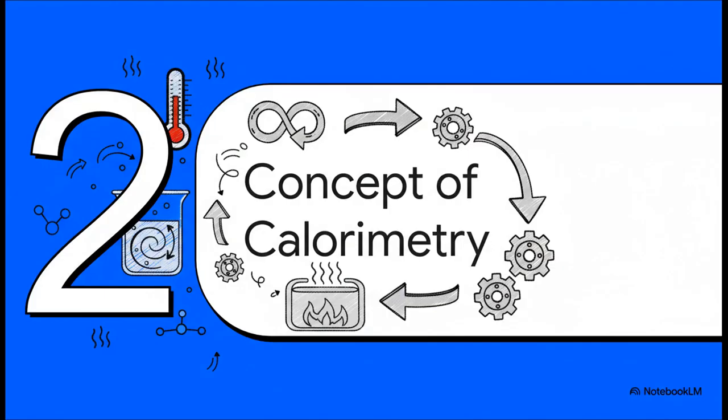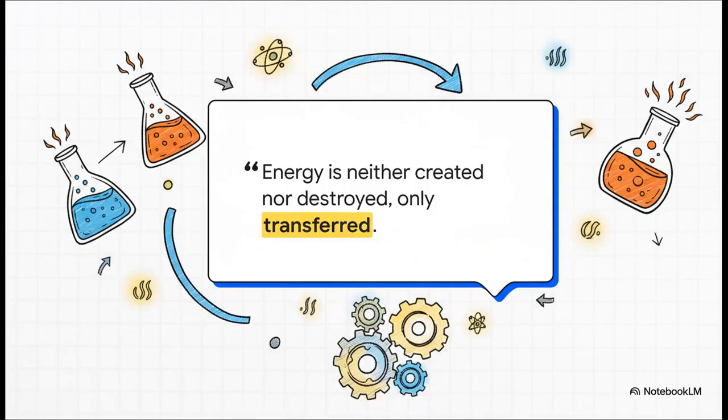So now we've got the process down. Let's dig into the big idea, the fundamental principle that makes all of this work. And this is a huge one. It's one of the cornerstones of, well, all physics and chemistry. It all boils down to the first law of thermodynamics. You've probably heard it before. Energy can't be created or destroyed, only transferred. So in a perfectly insulated system, if one thing loses energy, something else has to gain it. Energy doesn't just, poof, disappear.